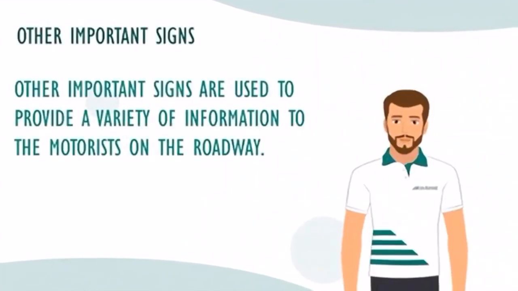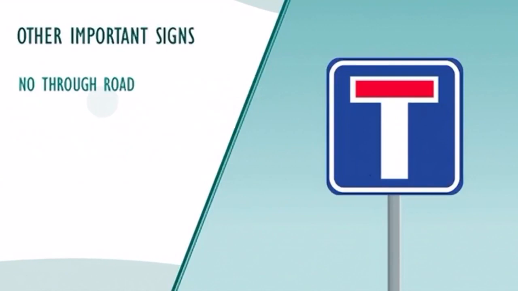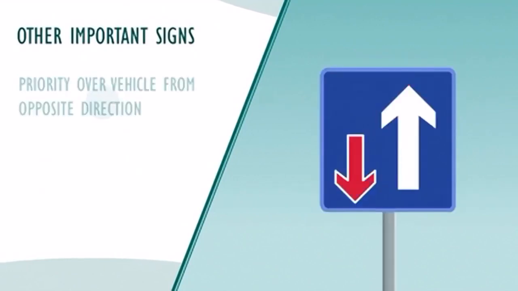Other important signs are used to provide a variety of information to the motorists on the roadway. This sign indicates that the road comes to an end ahead. You must search for an alternate route to exit. This sign informs the motorists that they have priority over the vehicle coming from the opposite direction that is diverted into their path.